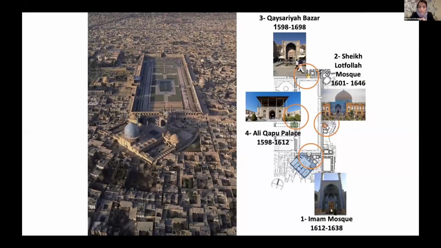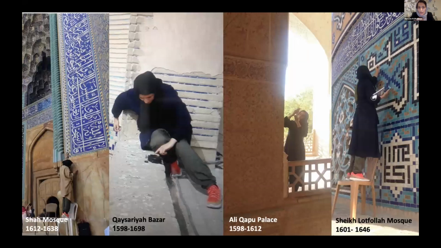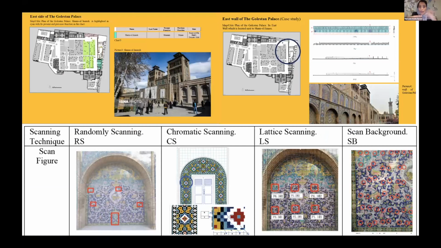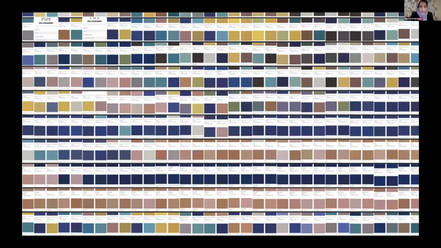And I have scanned different parts of these 4 buildings for my PhD thesis. Before I went to Isfahan, I decided to have a pilot study, and I chose one garden palace in Tehran, and I scanned the eastern wall of this palace. I designed four models of scanning: random scan, chromatic scan, lattice scan, and scan background. And this is the total theme of this garden palace.